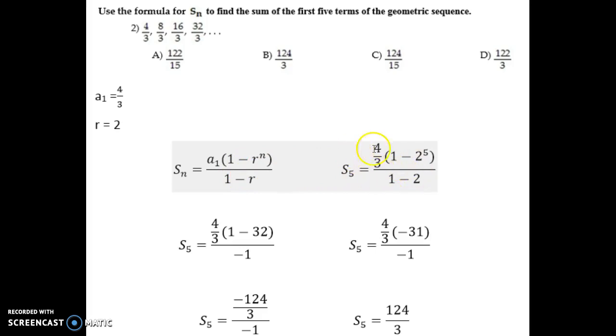And we'll come over here with them plugged in. And 2 to the 5th is 32, and 1 minus 2 is negative 1. That's what we get down here. And then actually do this subtraction. Negative 31. 4/3 times negative 31 gives you that value. And then dividing by a negative 1 is basically just going to flip the sign. So this fraction, negative 124 over 3, divided by negative 1 will just become positive 124 over 3. And that's the sum of the first 5 terms.